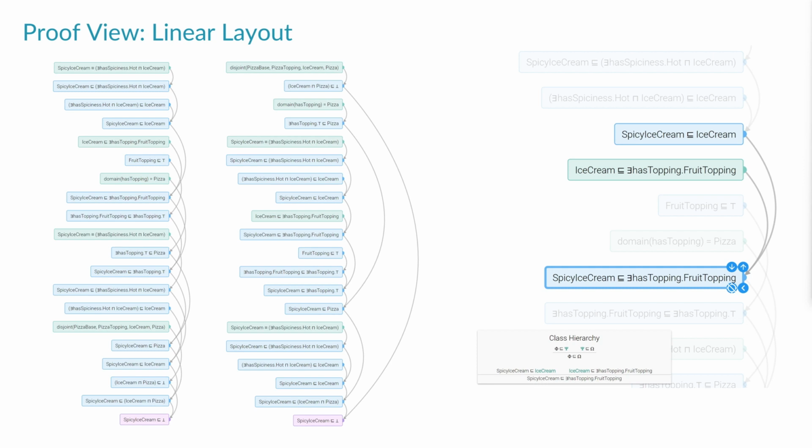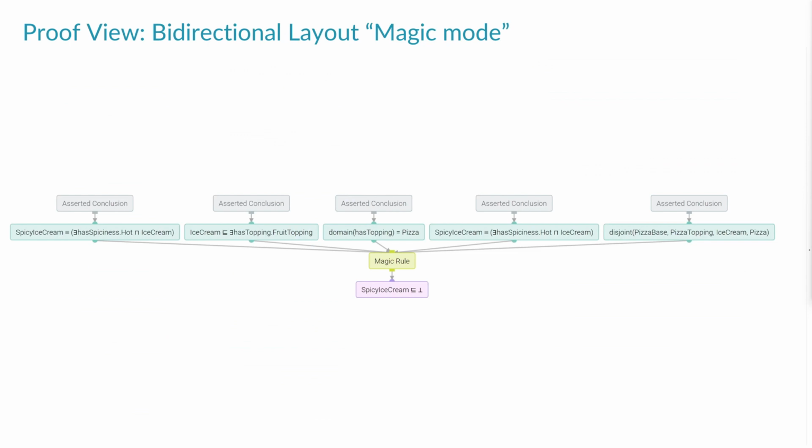Now, while the question of reading directions remains open, we designed a final layout mode that combines both directions simultaneously. We call this a bidirectional layout, or magic mode, and I'll get to why in a moment. The layout starts like this, directly connecting the green justification axioms above to the consequence at the bottom through a special rule denoted here as a magic rule.